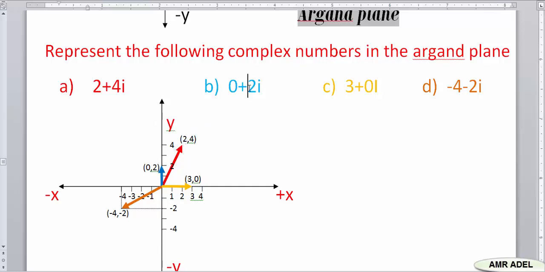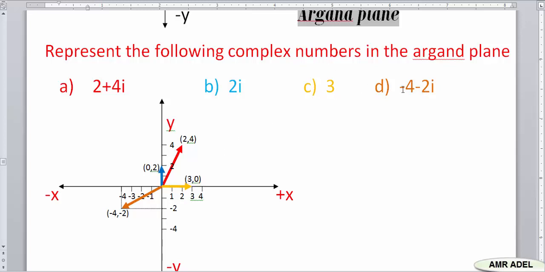Look at the second one, the blue one. The question is 2i. 2i means the real part is 0. So look here, the real part is 0, and go to the imaginary part, 2. So this blue one is 0 and 2. Look at the next one, which is 3. 3 means the imaginary part is 0. So you have to go along the x-axis 1, 2, 3, and imaginary is 0 because there is no imaginary part. So this is 3 and 0.